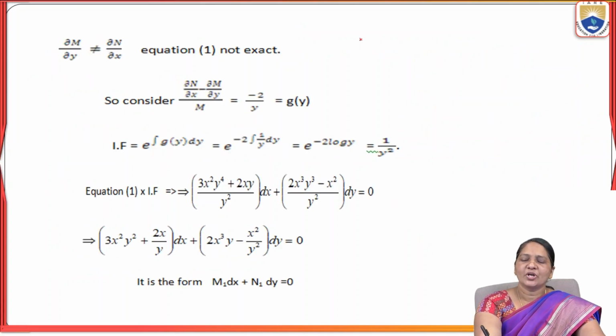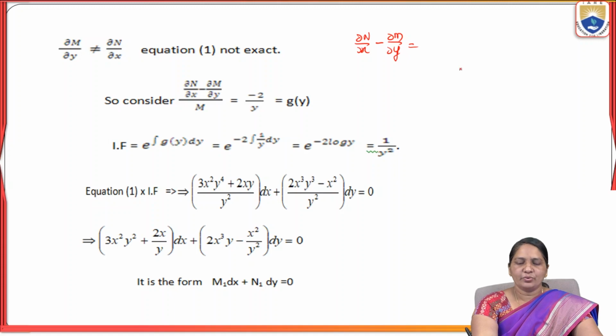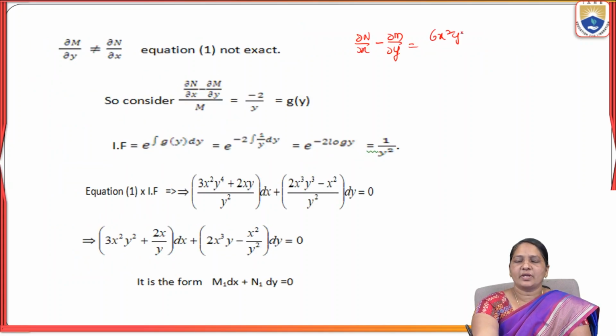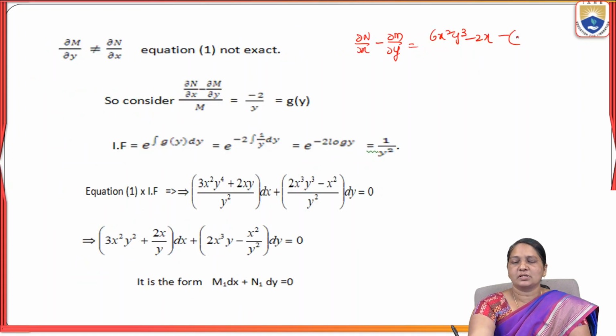Now, you can see here ∂N/∂x − ∂M/∂y. ∂N/∂x value is 6x²y³ − 2x, minus the ∂M/∂y value, 12x²y³ + 2x. Now we are simplifying this: 6x²y³ − 12x²y³ − 2x − 2x.